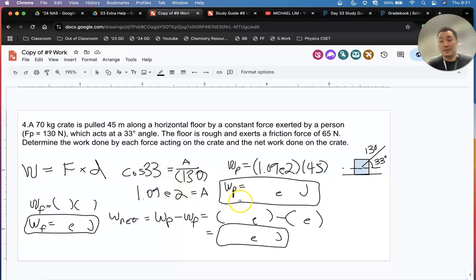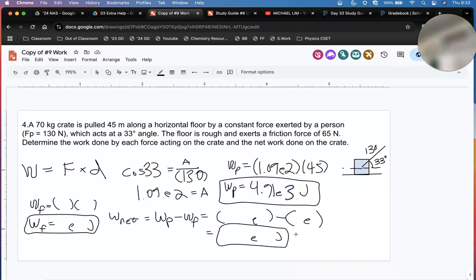No, this is a one-step problem, so you can just multiply. Try one more time. 1.09 E2 times 45. 4.9, and then what will the 0 become? Good. And then what's the rest? Good. E3. If I could just draw 3. There. So that's the work the person's doing.